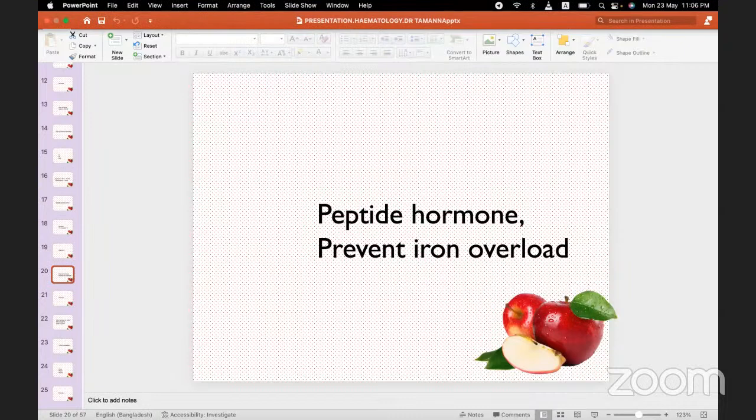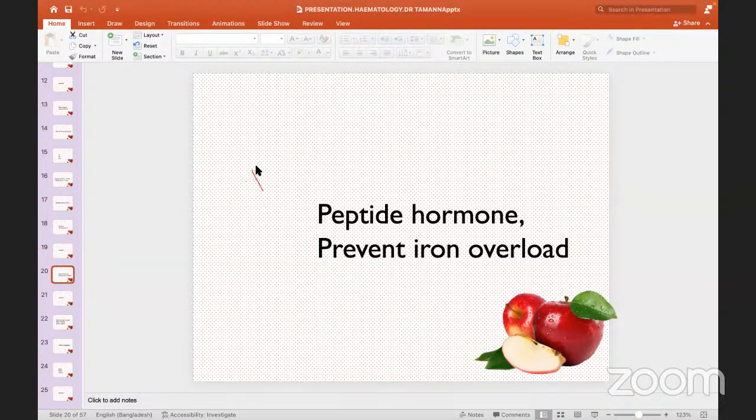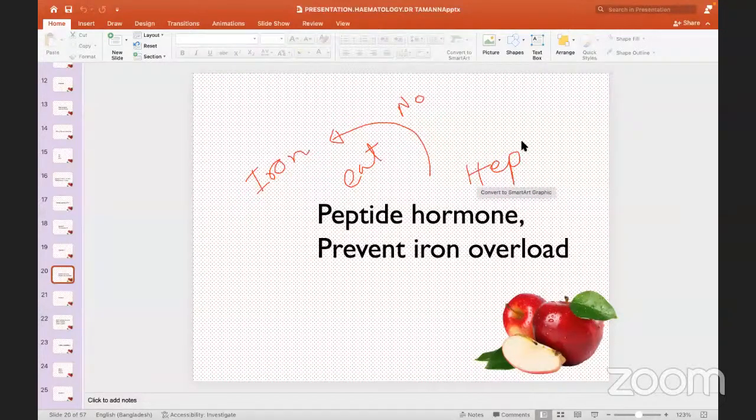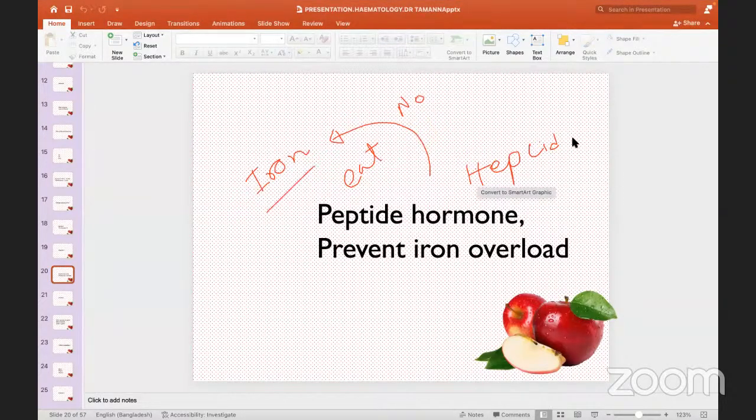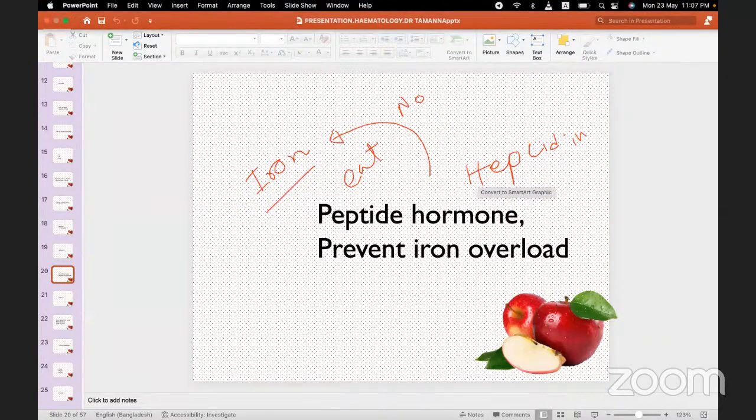a peptide hormone. It prevents iron overload. Suppose your body has enough iron, but you are eating iron also. So do you think all this iron will be absorbed into the body? No. Who will prevent this absorption? This is called hepcidin. This hepcidin will prevent iron absorption. How? Because hepcidin is just like a doorkeeper, a watchman. It is present in the enterocyte. If your body has enough iron, hepcidin will prevent iron absorption. So your body will not have iron overload.